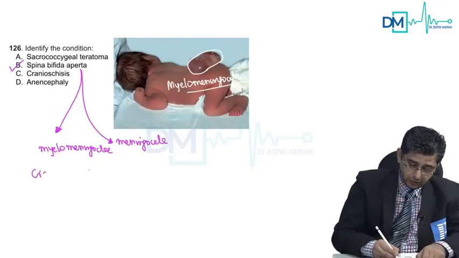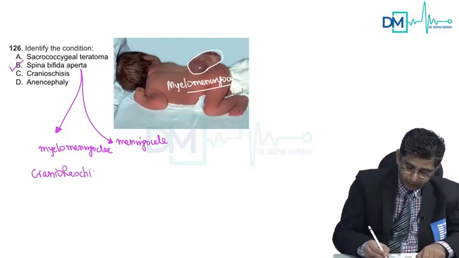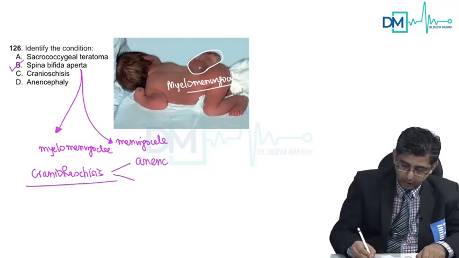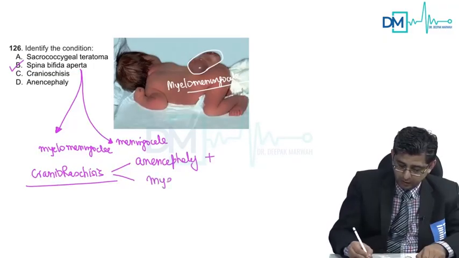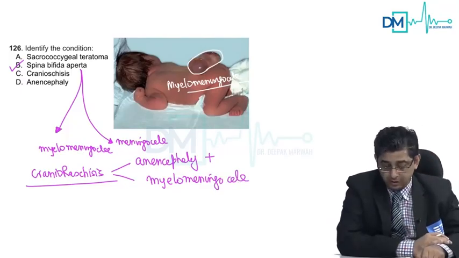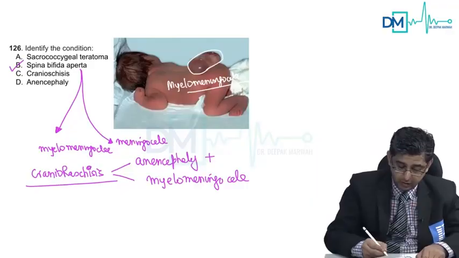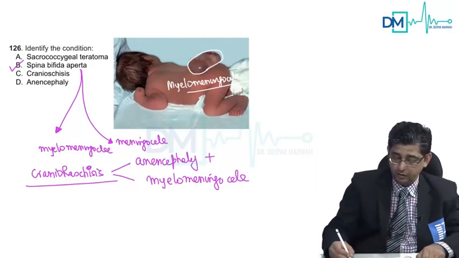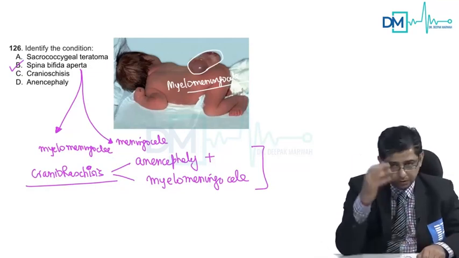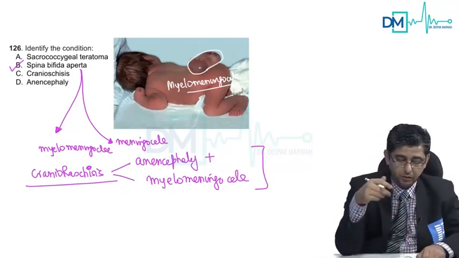Craniorachischisis, choice number C, is the most severe neural tube defect. It is a combination of two things. In craniorachischisis, you will be having anencephaly, and the second feature that is seen is myelomeningocele. These are two complications which are seen with craniorachischisis. It is a combination of anencephaly plus myelomeningocele. In anencephaly, there is a cranial vault missing, so this is ruled out.